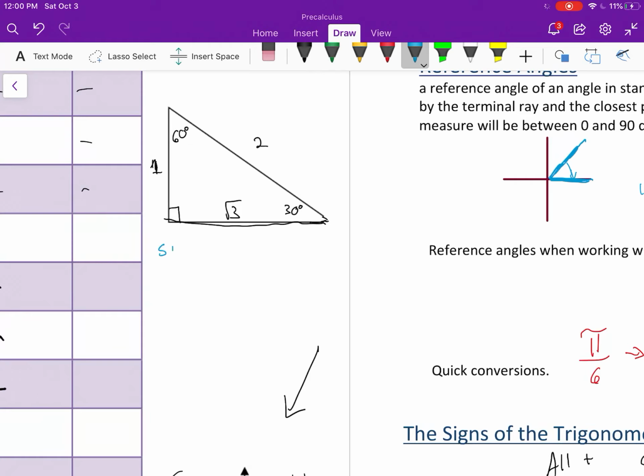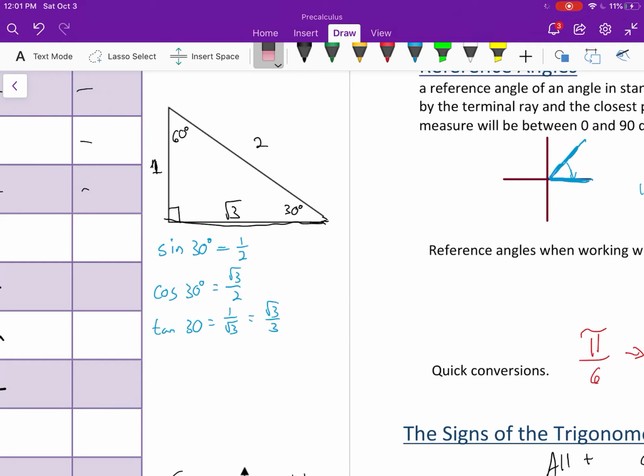Let's start with 30. Sine of 30 is opposite over hypotenuse, so 1 over 2. Nice and easy, 1/2. Cosine of 30 is adjacent over hypotenuse. That's root 3 over 2. And then tangent of 30 is opposite over adjacent. That's 1 over root 3, which if we change that, is going to be square root of 3 over 3. And so there's sine, cosine, and tangent of 30.